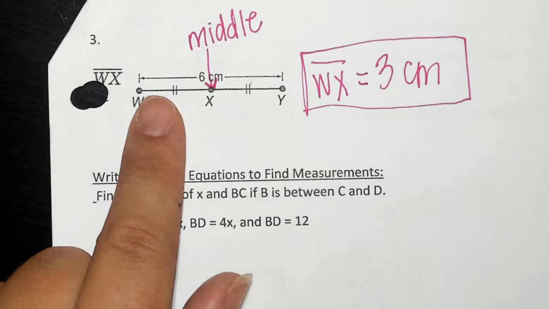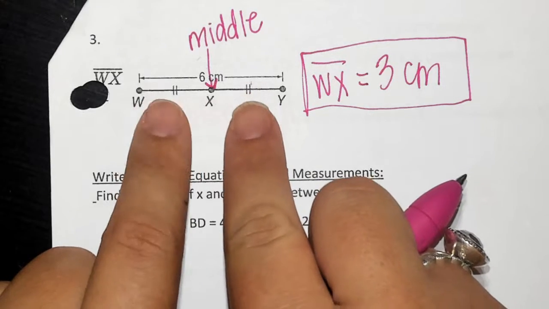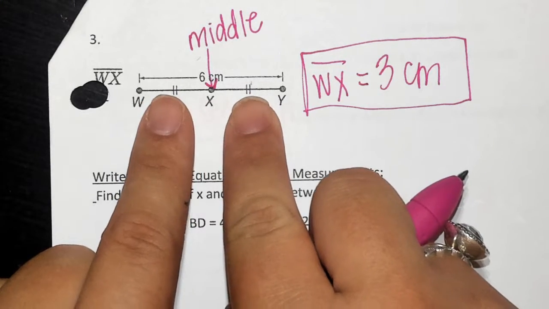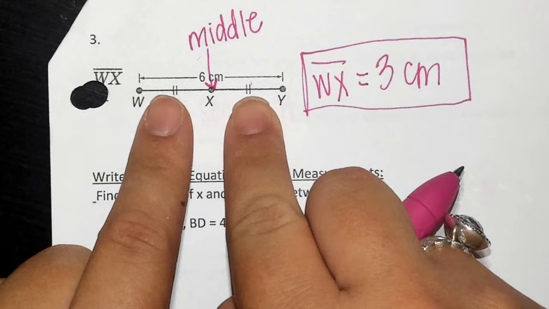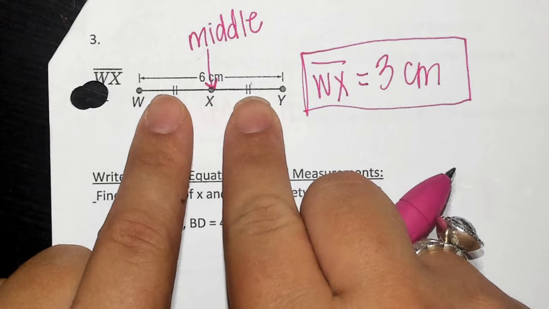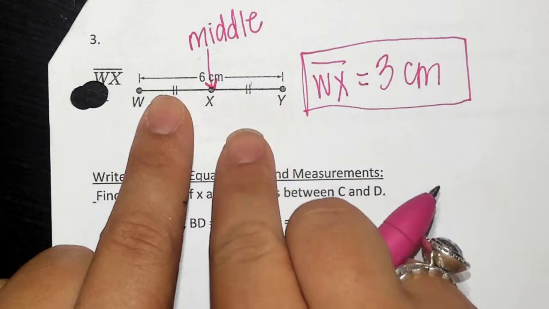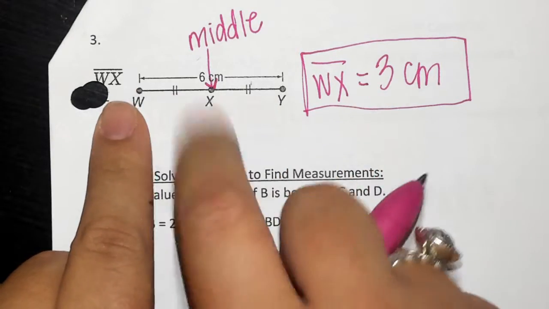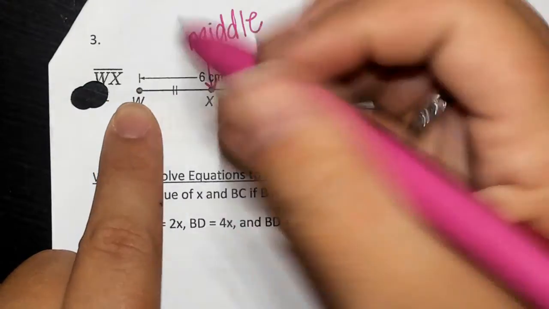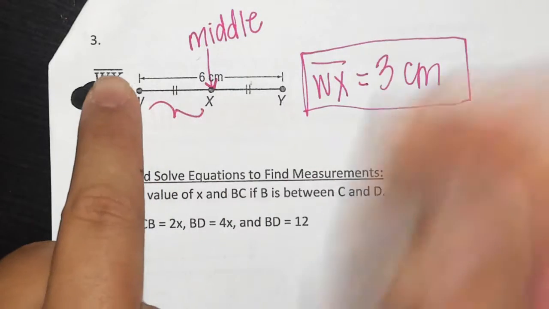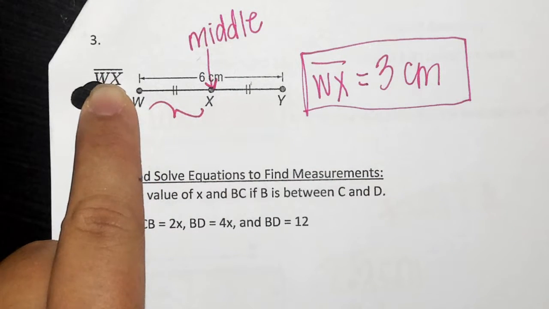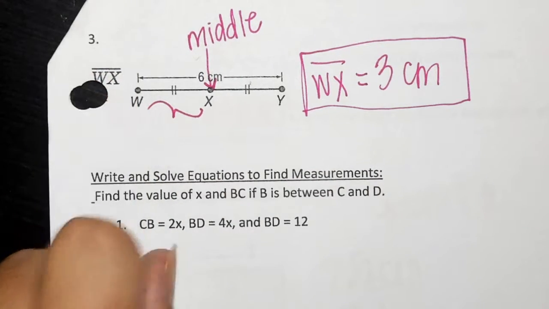And I knew that because there were the same amount of dashes on each side. You could, but no, WX. I just wanted to find this segment because that's what it told me right here. Okay? Sorry, I didn't explain that part.